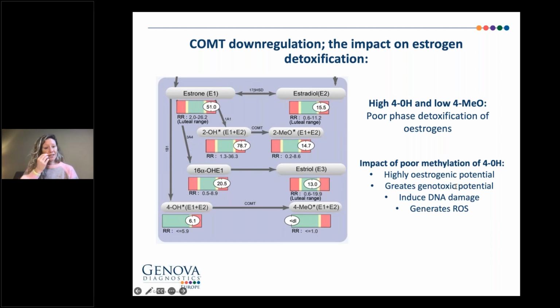And as you can see, if you look at the arrow from the 4-hydroxy to the 4-methoxy metabolite, which is metabolized through the COMT enzyme, this is exactly what is occurring to her. Her 4-hydroxy is at 6.1 and her 4-methoxy is below detectable levels, which suggests to me that the homozygous SNP on her COMT gene was playing out in real time. So she's not methylating her estrogens very well.